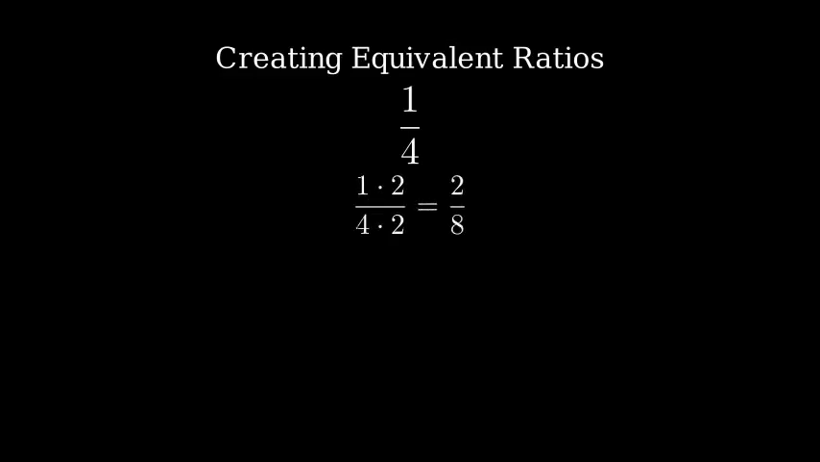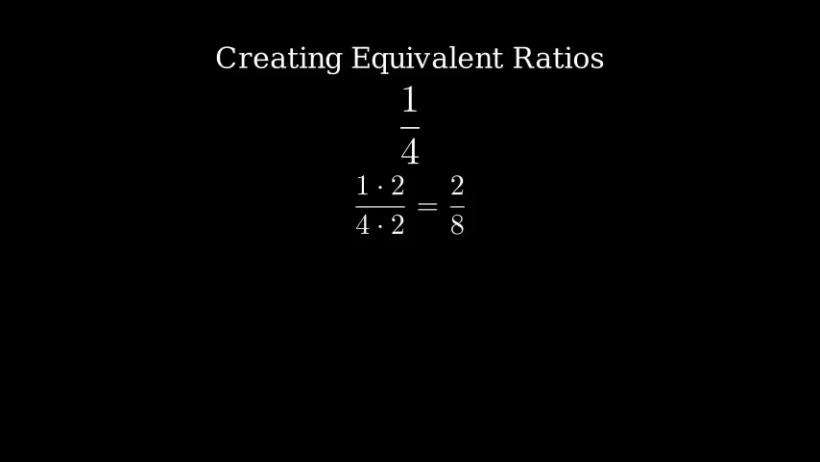In this video, we'll explore the concept of equivalent ratios using the fraction 1/4. We'll create equivalent ratios by multiplying both the numerator and the denominator by the same non-zero number. For example, if we multiply both the 1 and 4 by 2, we get the equivalent fraction 2/8.